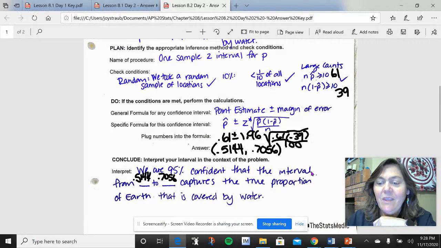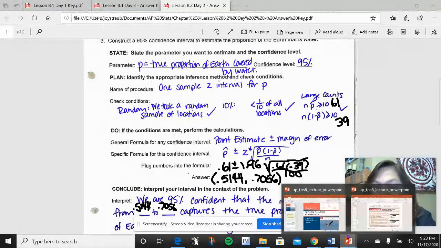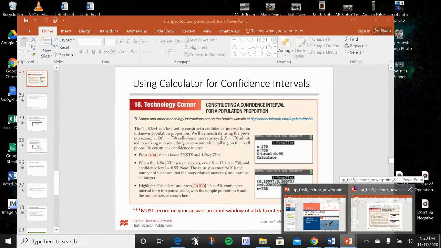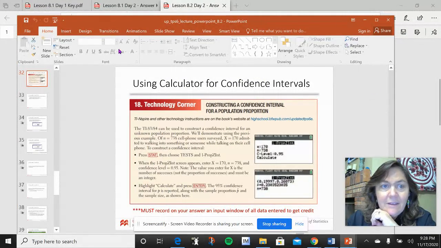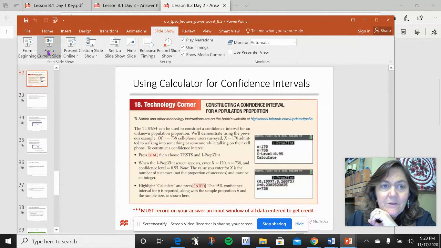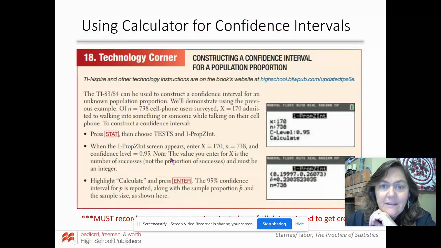All right. We're going to go to notes now to finish yesterday's notes. And you're going to be happy, if I can get it to come up here. And let's present from current slide.